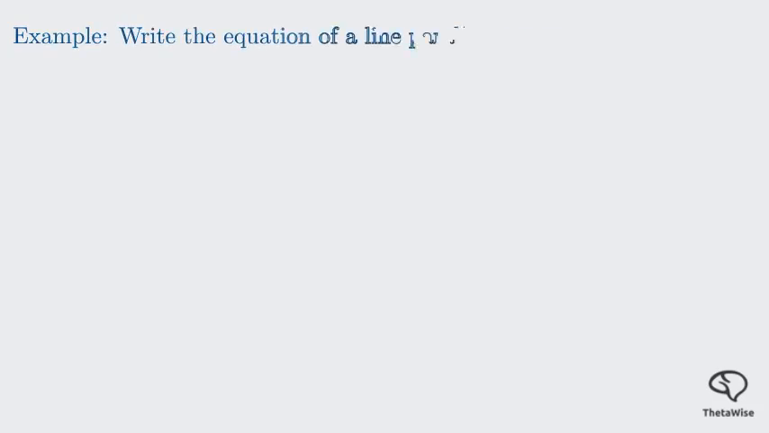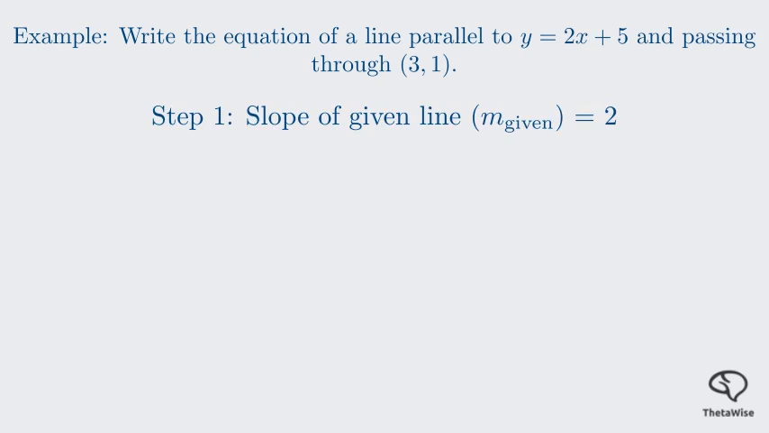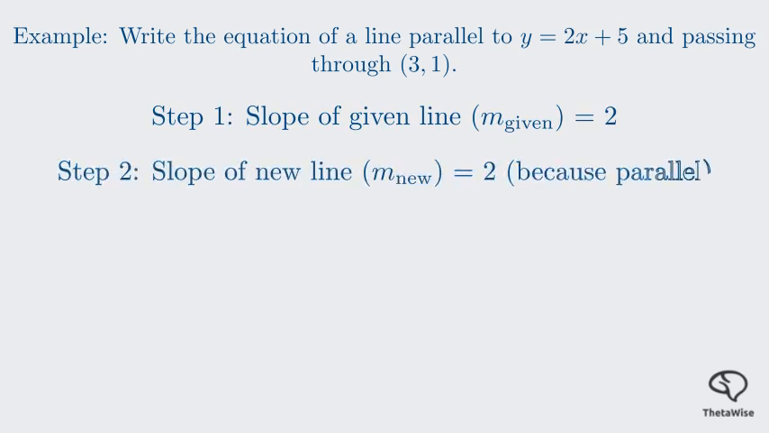Write the equation of a line that is parallel to y equals 2x plus 5 and passes through the point (3, 1). Step 1. Find the slope of the given line. The equation is in slope-intercept form, so the slope is 2. Step 2. Find the slope of our new line. Since our new line is parallel, it must have the same slope, so the slope of our new line is also 2.